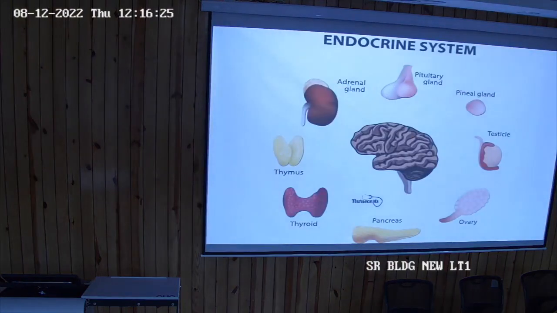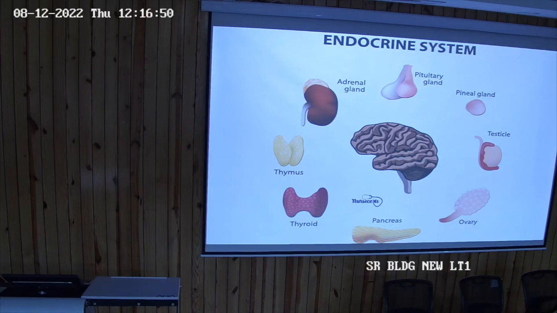The melanocyte stimulating hormone is responsible for the pigmentation of melanin, that is, for coloration of the skin. So these are the various hormones coming from the anterior lobe of the pituitary gland. Next, after the pituitary gland, we come to the thyroid gland.